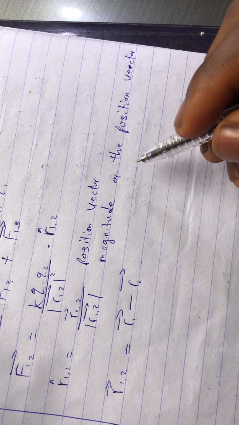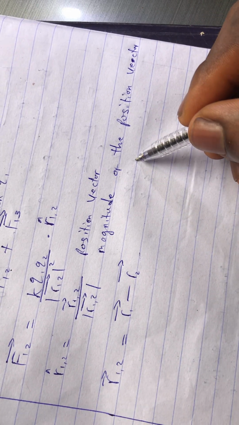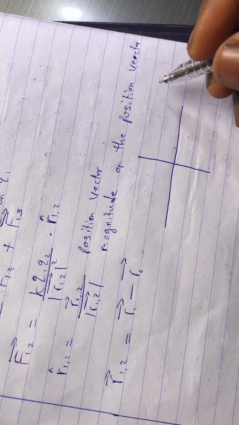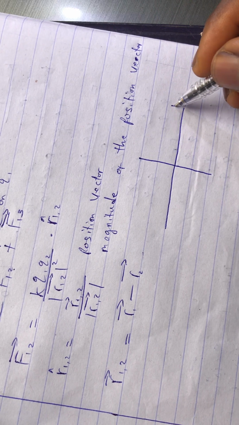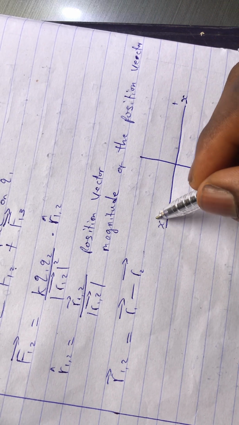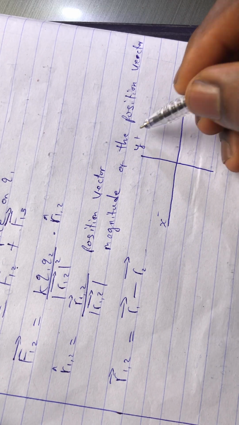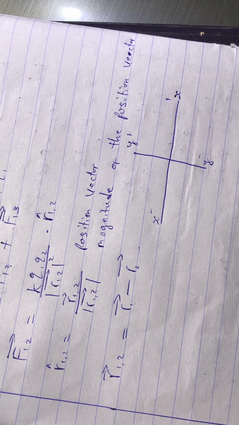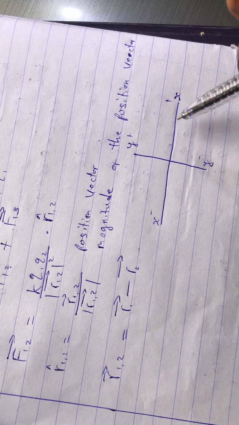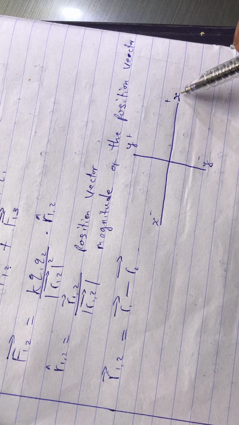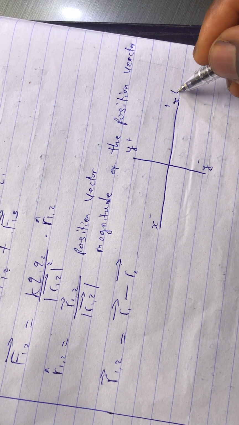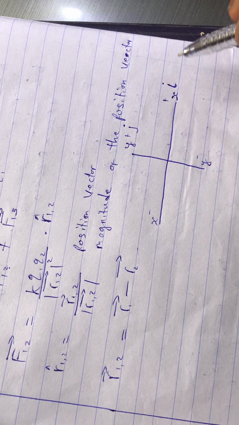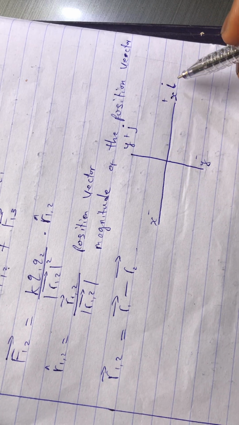From our Cartesian coordinates, we have this. We have our x-axis, which here is plus, and here is minus. We have our y-axis, here is plus, and here is minus. In Cartesian coordinates, here is the positive side and here is the negative side. Let's take here as our i, and here as our j. So we'll be using i and j, not x and y.